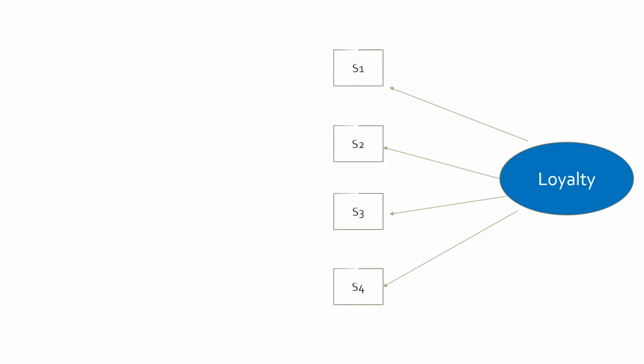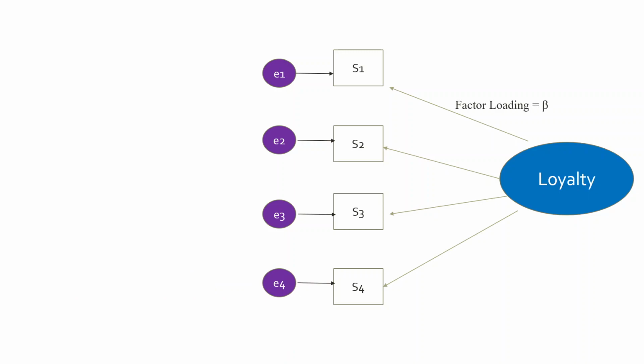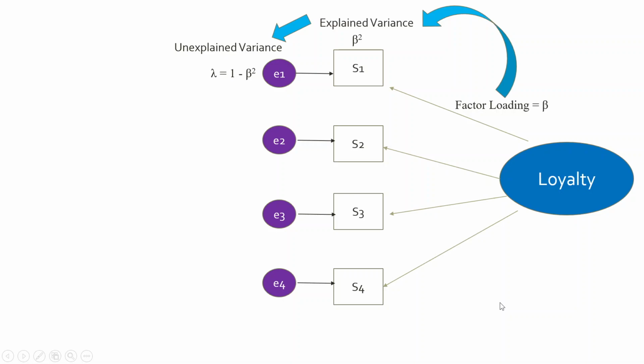Now let's try to understand that loyalty is a construct which is captured with the help of statements S1, S2, S3 and S4. These are all the error terms. The factor loading is beta. The value which we had discussed is 0.708. If I take the square of it, I will get the explained variance, that is the amount of variance explained by S1 on loyalty. If I take the difference of this, I will get lambda, that is the unexplained variance, that is an error term, E1.